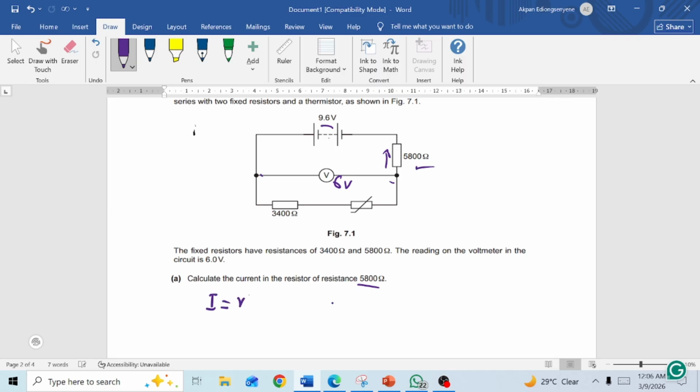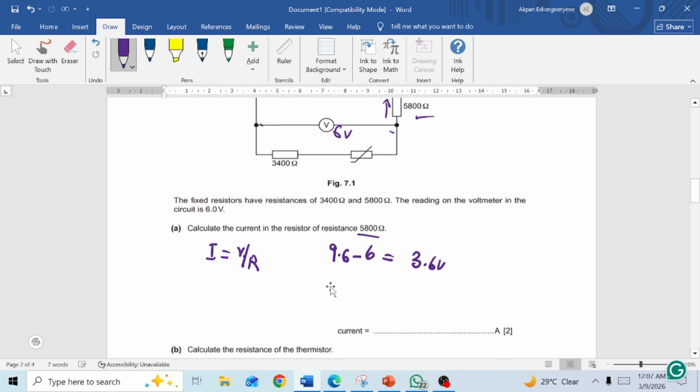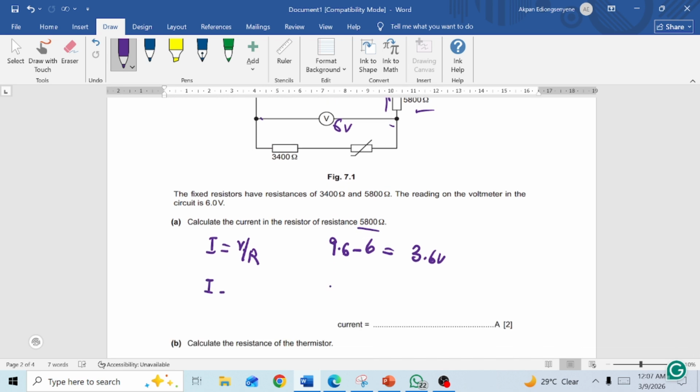Current equal to V over R. Before we get the V to put, we will come to this point. 9.6 minus 6 will give us 3.6 volts. It is 3.6 volts we will use for this question. Current will give us 3.6 divided by 5800, and the answer will be 6.2 times 10 raised to the power of minus 4.